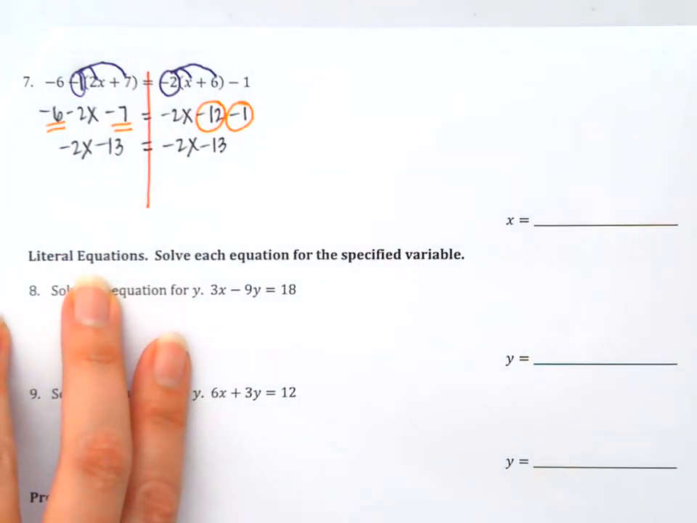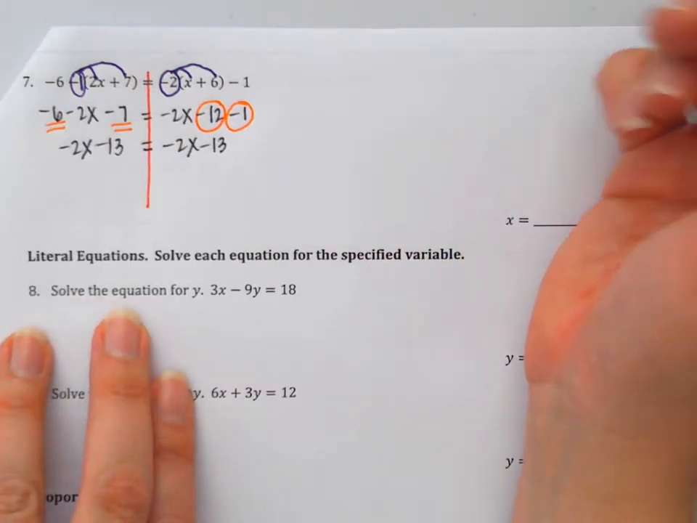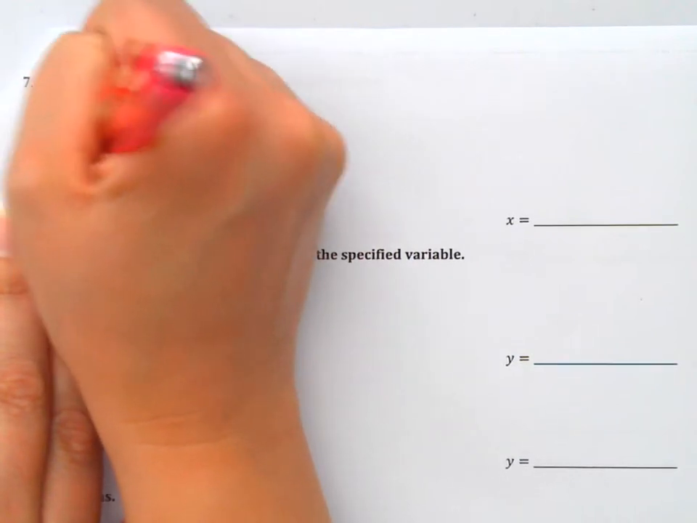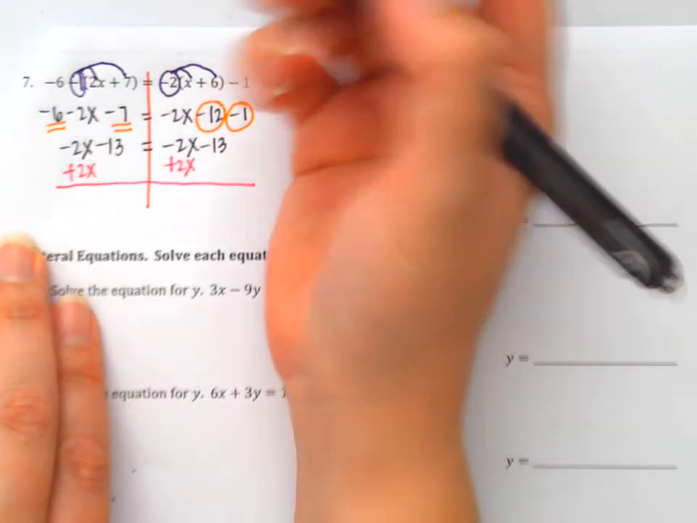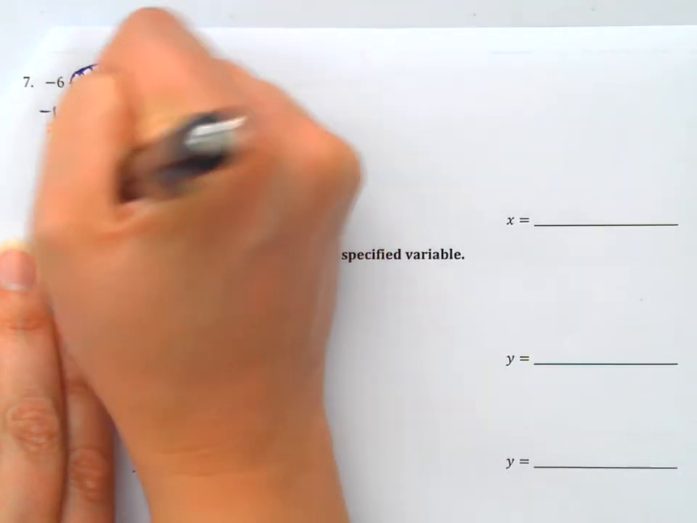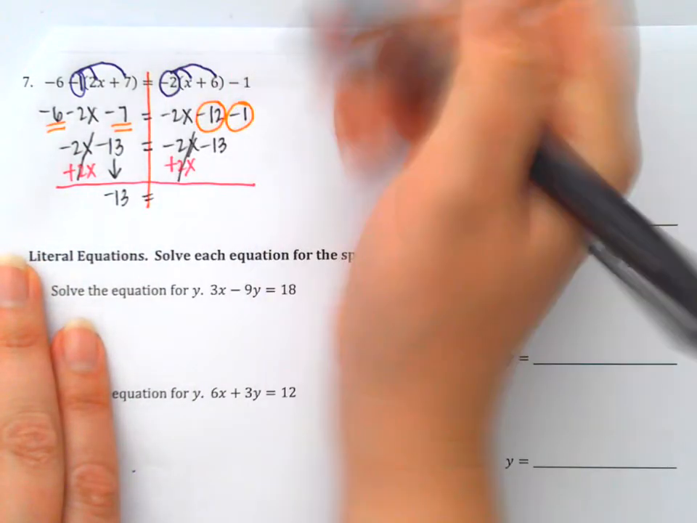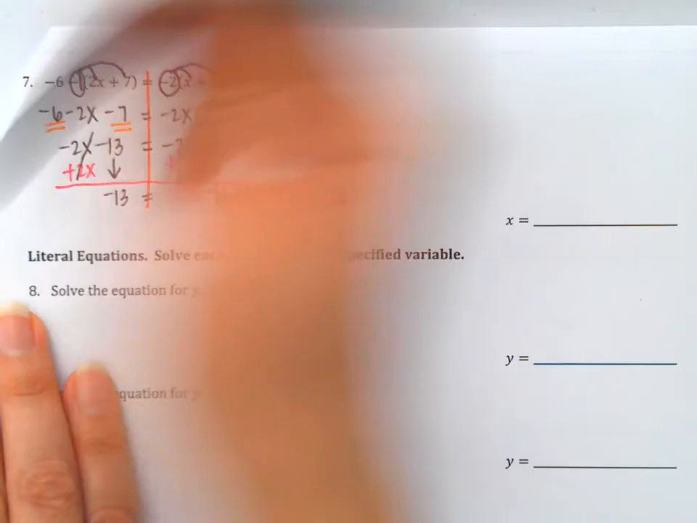Hopefully you're seeing what's happening here. But if not, our next step would be to move the variables to one side of the equation. So I'm going to add 2x from this side and move it to this side. So what happens, negative 2x plus 2x cancels, that negative 13 comes down. Negative 2x plus 2x cancels again, and that negative 13 comes down. So my variables canceled out.